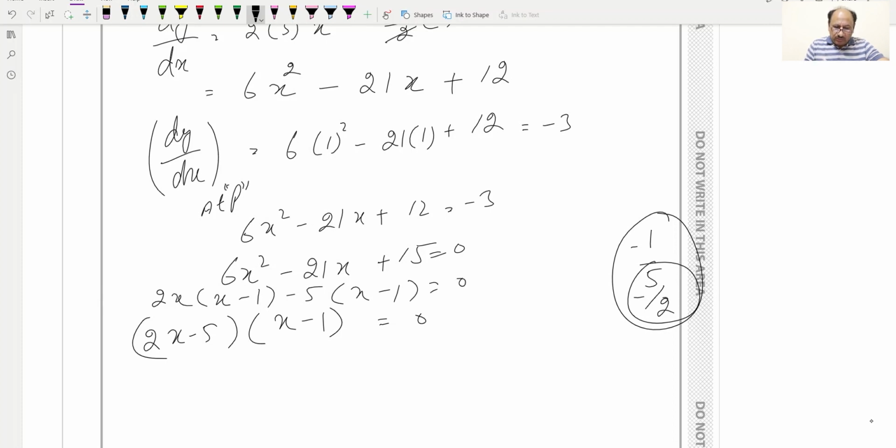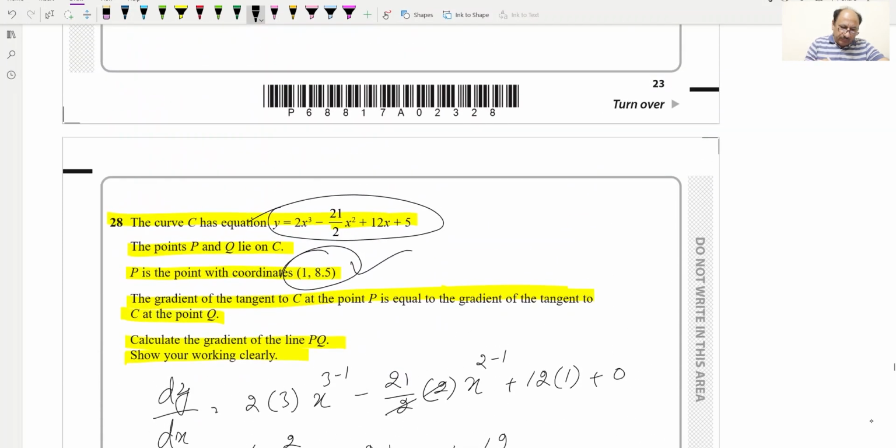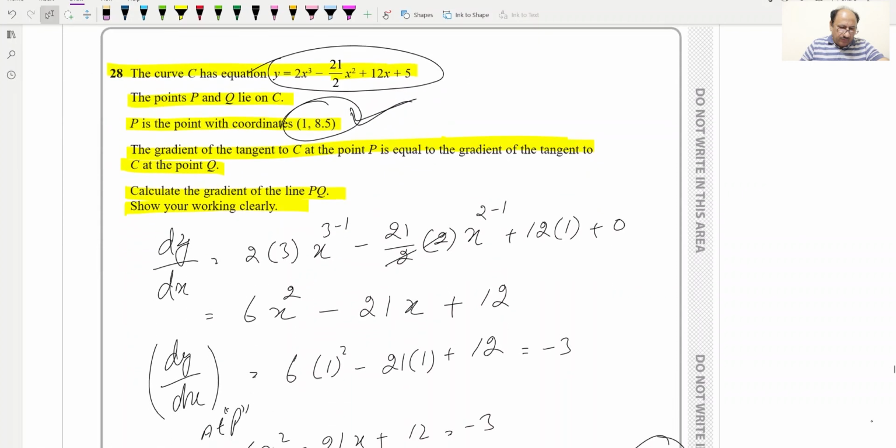Factorization, if you are not comfortable with, or you need more practice, then you can go through the live streaming of factorization as well, which is already uploaded. Now we will write this implies x is equal to 5 by 2 and x is equal to 1. For x is equal to 1 we already have the P point. Now we can find the coordinates of the Q point.